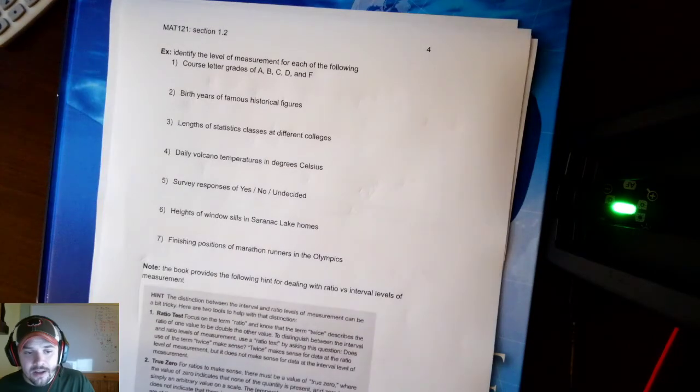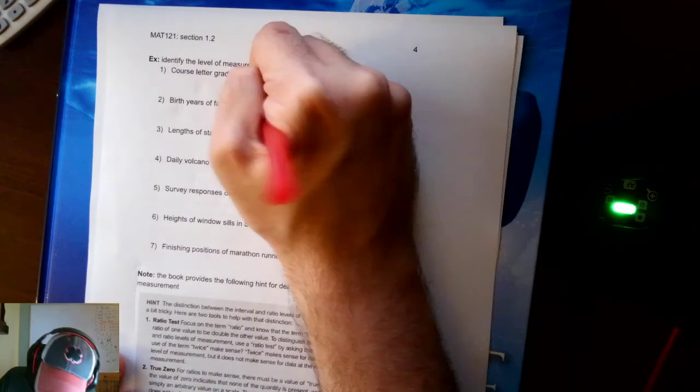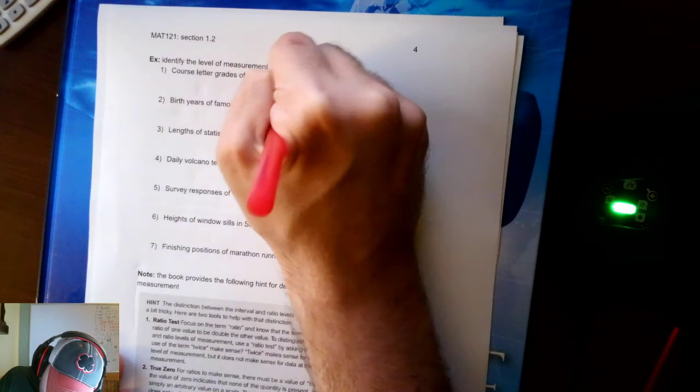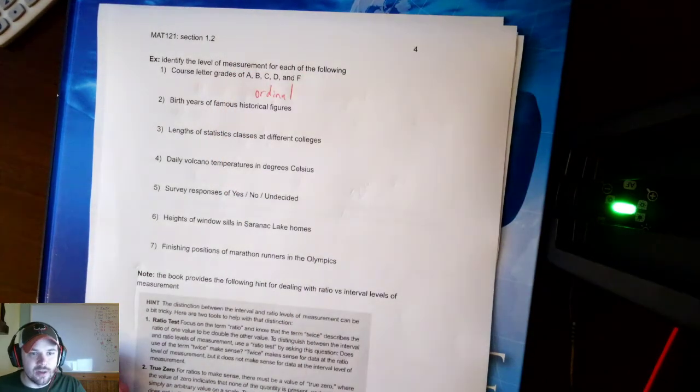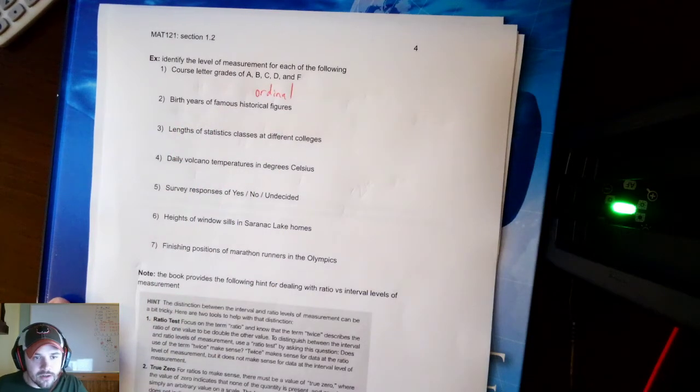Next, I check if it's ordinal or interval, right? I go up the list. Is it ordinal? Can I subtract letter grades? What's B minus D? Oh, that doesn't make sense. So it must be ordinal, right? There's no concept of differences, so it's ordinal. How about birth years of famous historical figures? Well, let's see. They have an order, right?